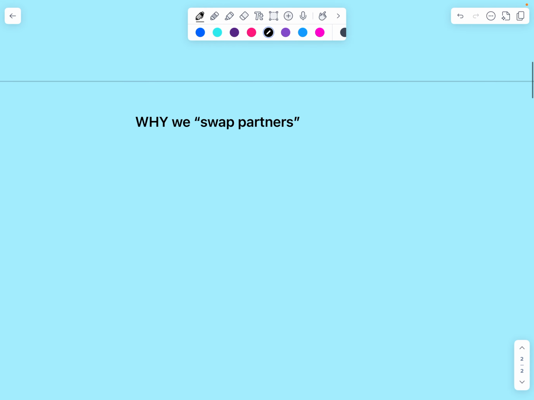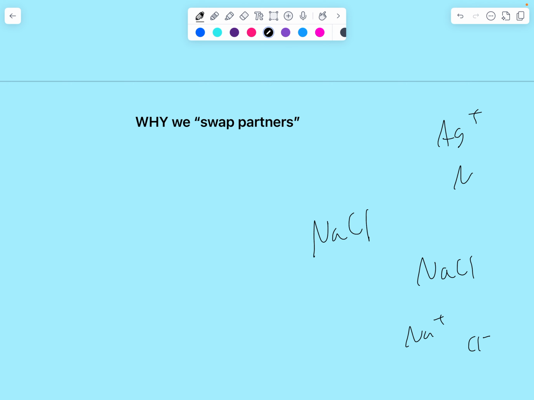Before we do practice problems, let's talk about why we are swapping partners. When you mix two ionic solutions, you don't have two intact compounds floating around. You have ions floating around. For example, sodium chloride in water. It's not NaCl molecules. It's Na ions and Cl ions moving around. Same with silver nitrate. It becomes Ag positive and NO3 minus.